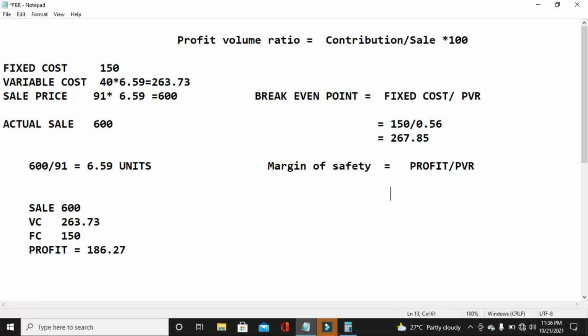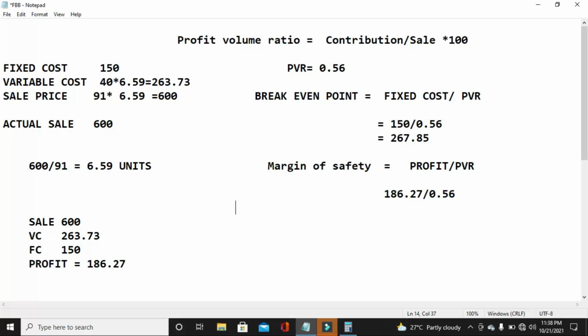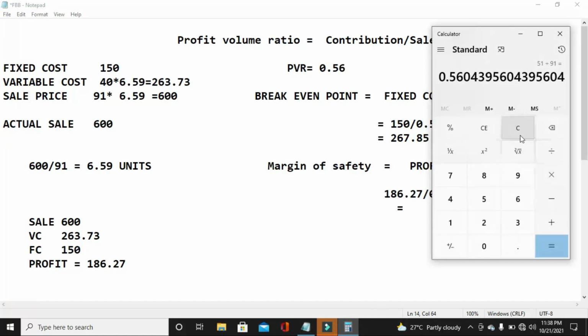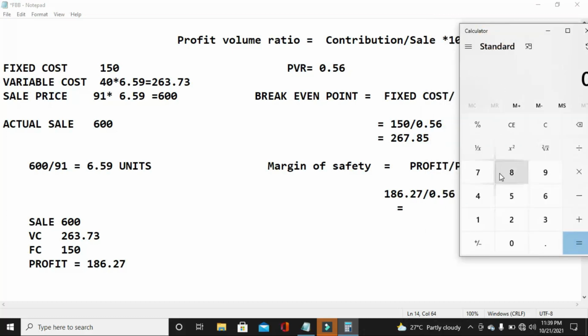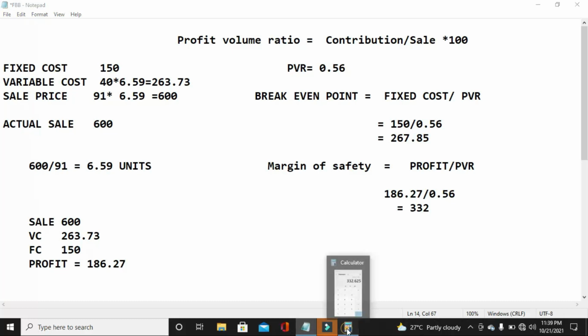We know that margin of safety means we need to divide our profit by the profit volume ratio. So our profit here is 186.27, and we will divide it by the profit volume ratio, 0.56, which we have calculated earlier. So what is the amount of margin of safety? 186.27 divided by 0.56. So the margin of safety is 332.62. It is the margin of safety.